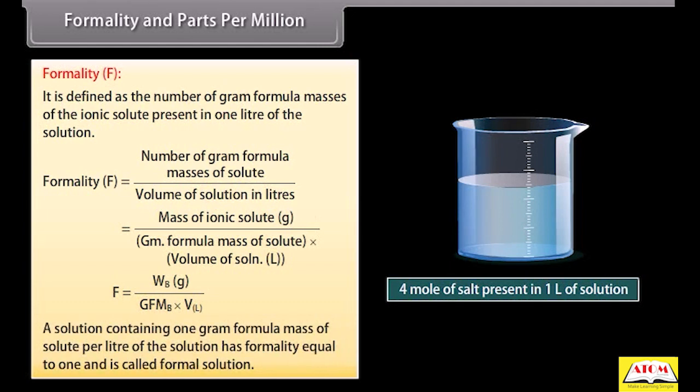A solution containing 1 gram formula mass of solute per liter of the solution has formality equal to 1 and is called a formal solution.